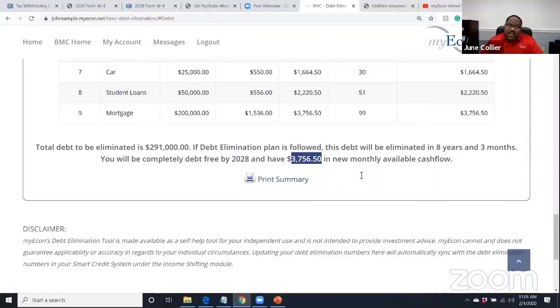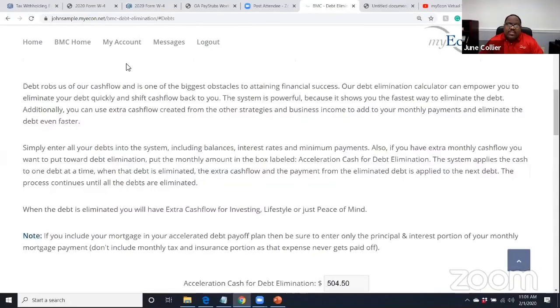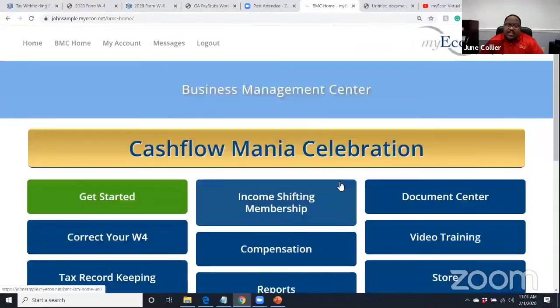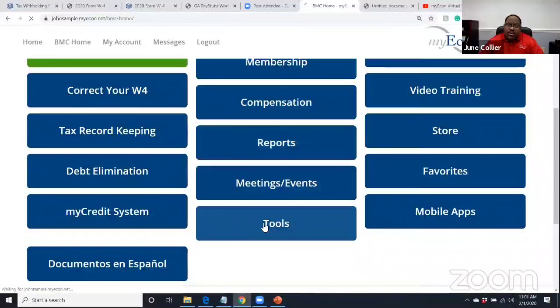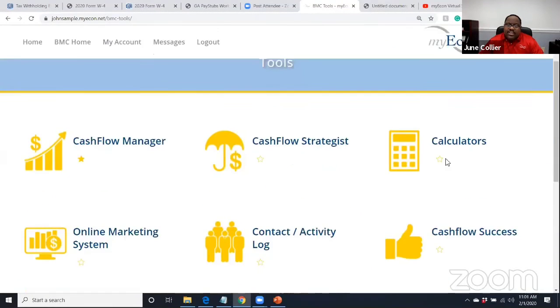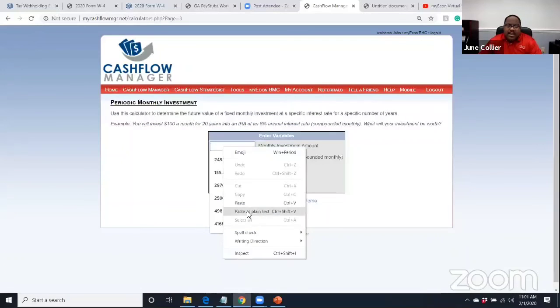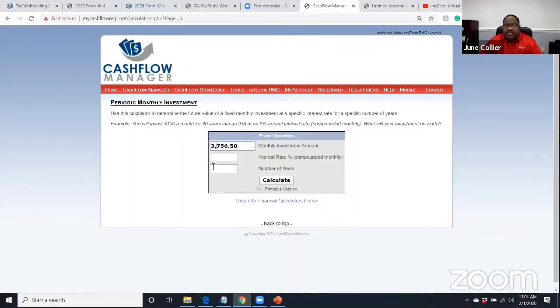So what if we took this money that used to go to debt and we started investing that money? What if we invested that $3,756.50 into a good mutual fund? Let's take a look at what that's going to look like. Again, we'll go back to our MyEcon Business Management Center. We'll go to our tools, and let's just go to our financial calculator. And let's say that we're making monthly investments of $3,756.50.